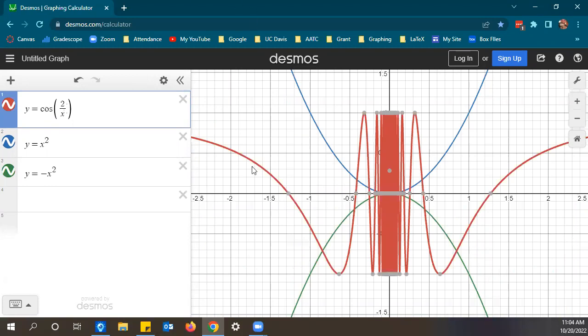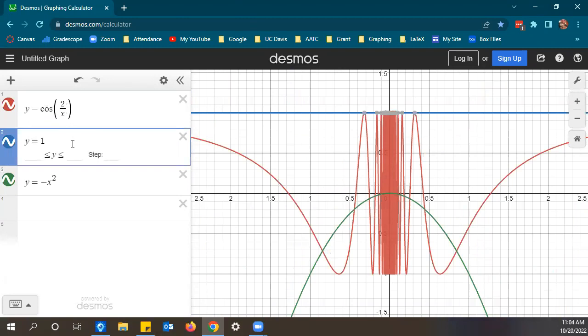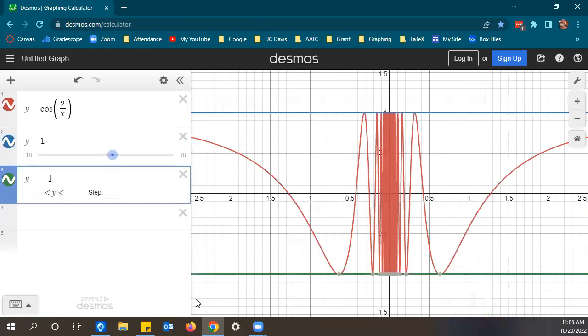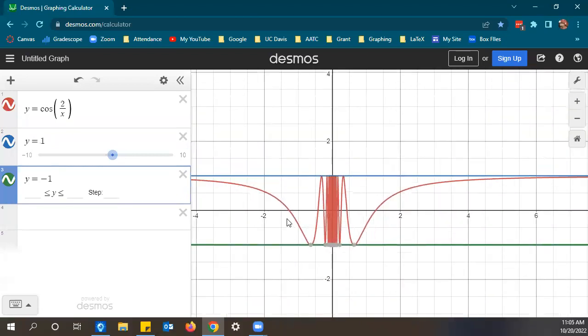Whoa, that's crazy. But it's still between y equals 1 and y equals -1. You can zoom out if you like, it looks freaking bizarre. Okay, but now here's the idea.